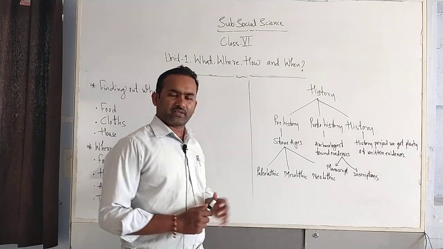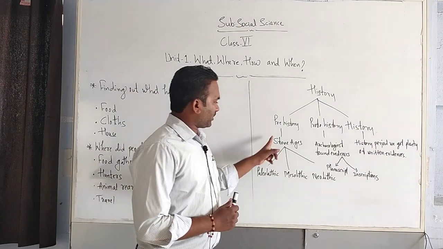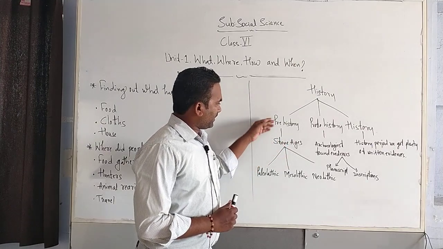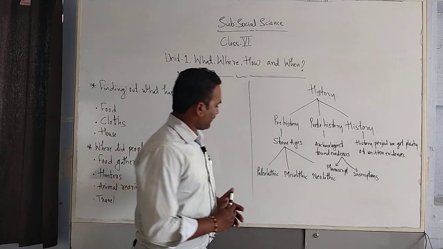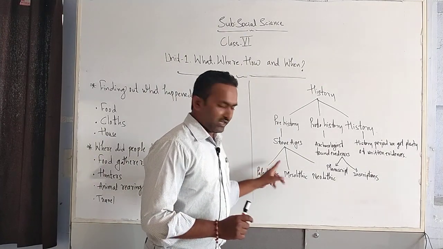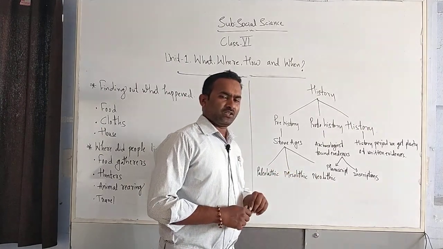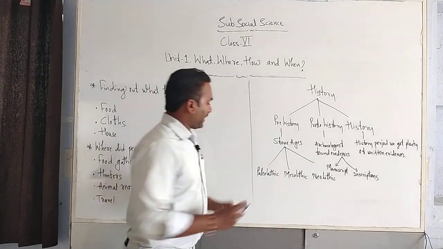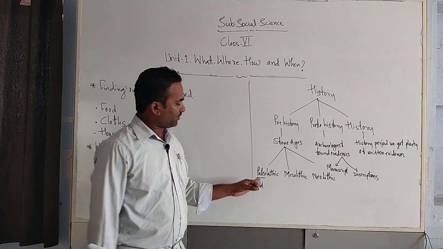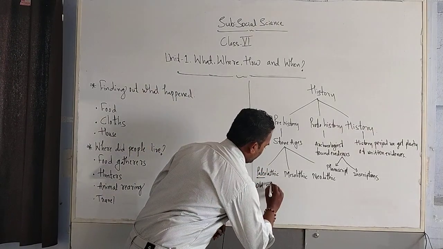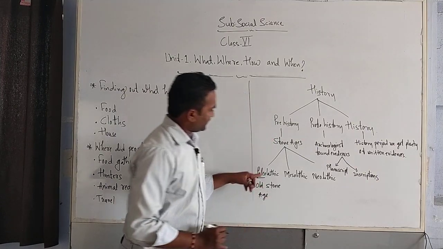In prehistory, what can we study? Right from the origin of history, we can study the stone ages. In the stone ages, we can divide into 3 parts: Paleolithic, Mesolithic, and Neolithic. So try to understand what is Paleolithic. Paleo means old. Lithic means stone. That means we are going to study about the old stone age.